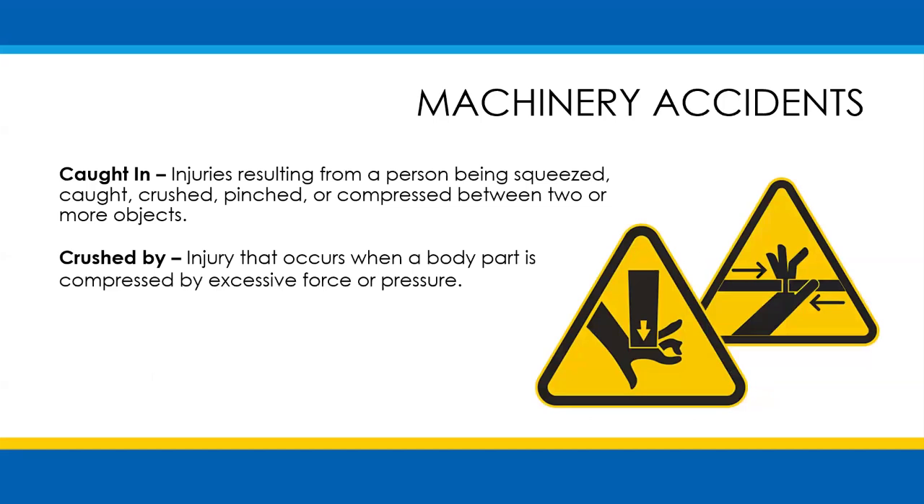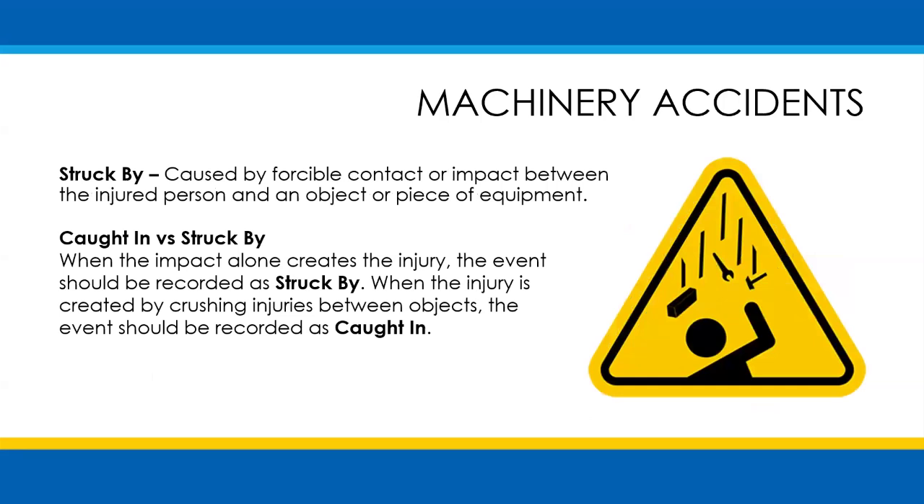Caught-in injuries occur when a person is pulled into or caught in equipment. This also includes strangulation as a result of clothing caught in running machinery. Crush-by injuries occur when a body part is compressed by excessive force or pressure. Struck-by injuries are caused by an impact between a person and an object or piece of equipment. An example of this could include something being ejected from a machine back into an operator.